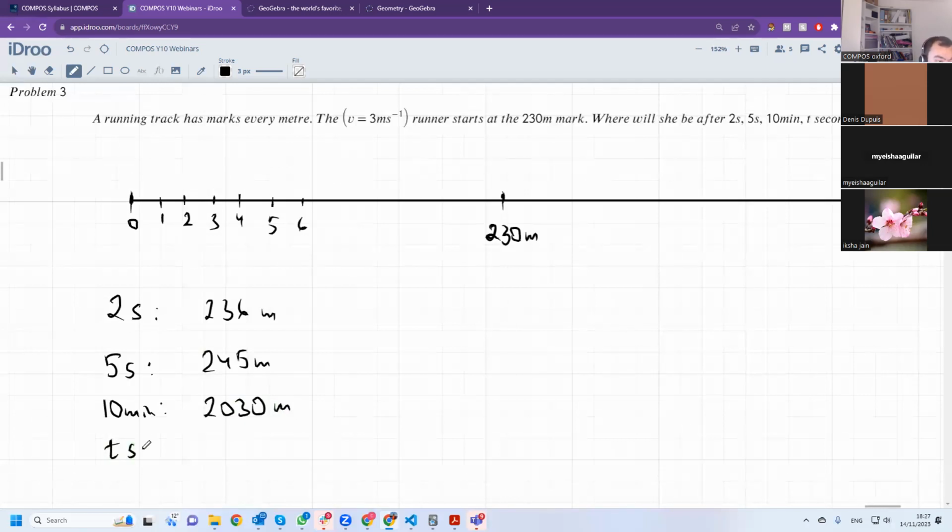And after t seconds, and that's the crucial part, it's 230 plus 3t. Well done. Right. Okay. So we're coming close to something that is called an equation of motion.